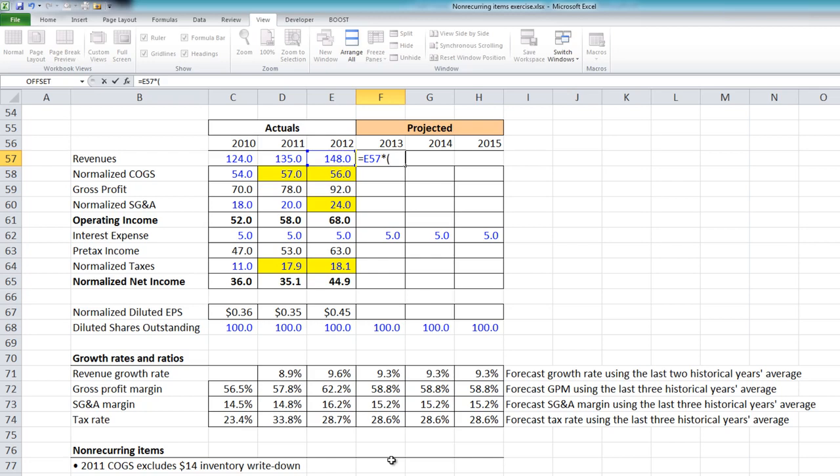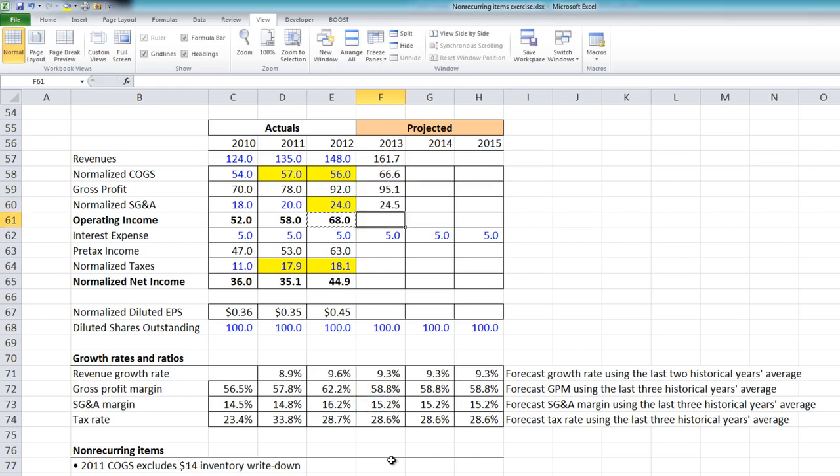Revenues, we're just going to take prior year revenue times 1 plus the revenue growth rate. For normalized cost of goods sold, the easiest way to do this is to actually calculate gross profit by taking the gross profit margin times the revenue. It's a little bit of an indirect way to do this. That gives us gross profit, and that way, if we take revenue minus that gross profit, we back into normalized cost of goods sold. Normalized SG&A, we simply take the SG&A margin times revenue.